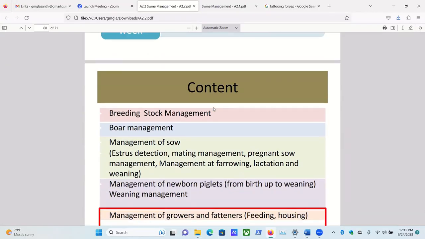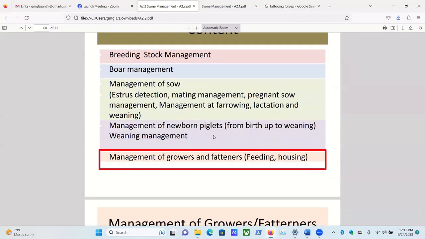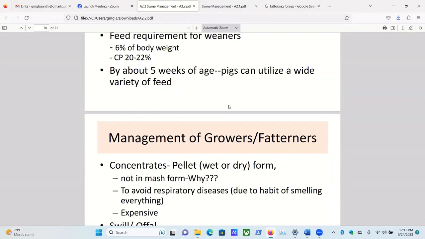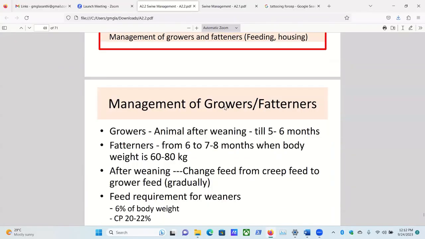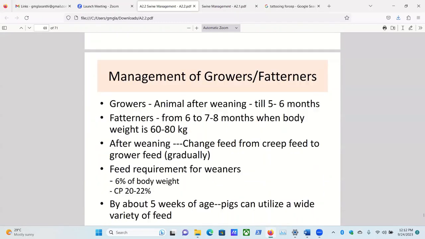After that, piglets can be transferred to the growing pen. When they are trained to acquire nutrition fully from the post-weaning diet, they can be transferred into the grower pen to rear as fatteners. Now we'll discuss grower or fattener management.